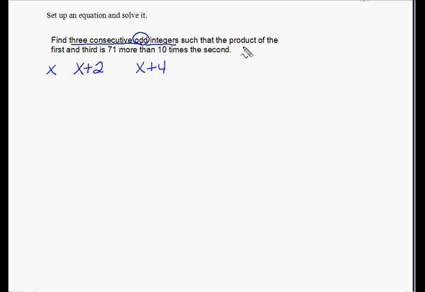And now we want the product of the first and the third. Well, the first one is x, and the third one is x plus 4. So we'll multiply those together for the product. Then the equal sign. 71 more than is adding, 10 times the second. Now, since the second is a sum, I'm going to use parentheses.